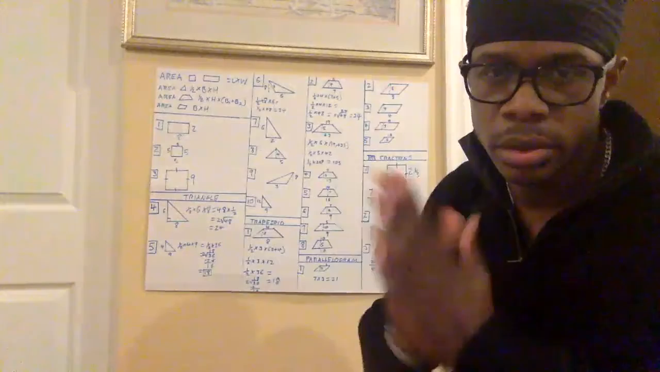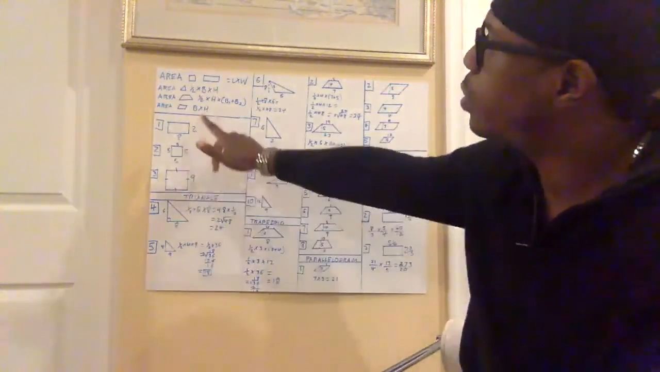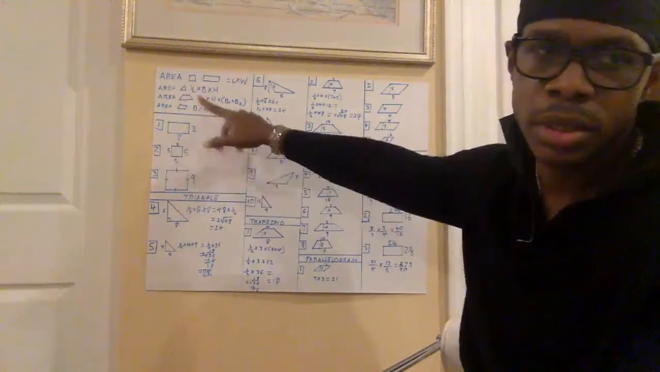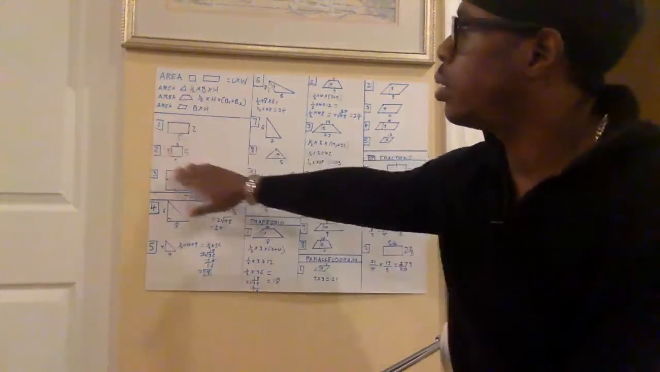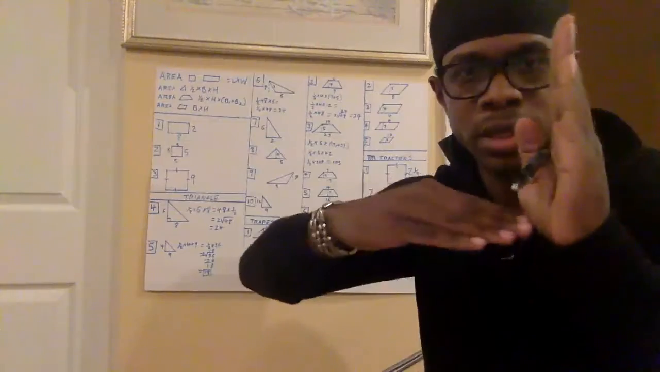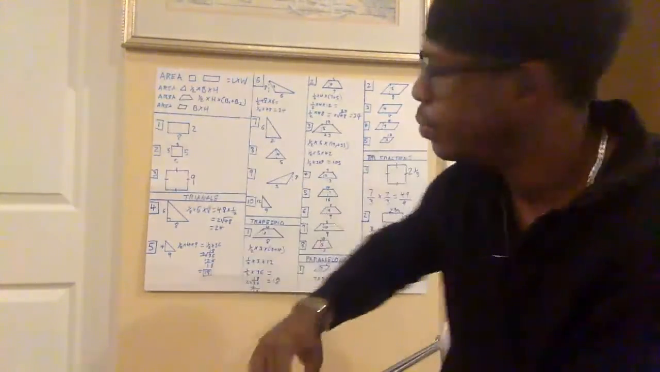Parallelograms. Now, the formula for parallelograms is just base times height. So this one, I want you to think of rectangles and squares a little bit. Just looking for that vertical number times the horizontal, base times height.